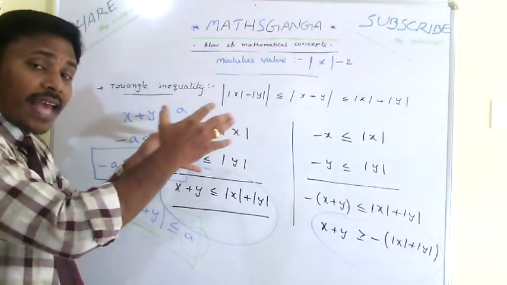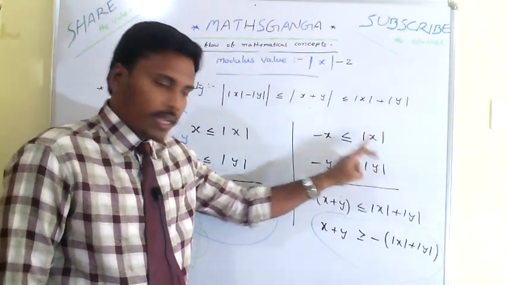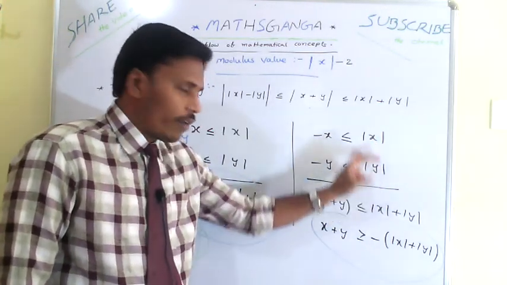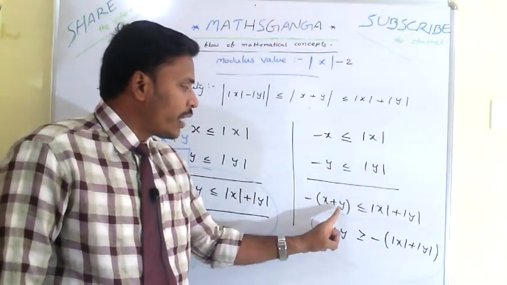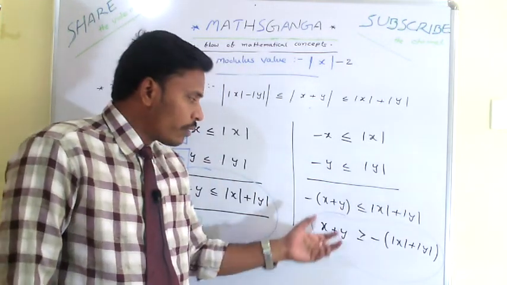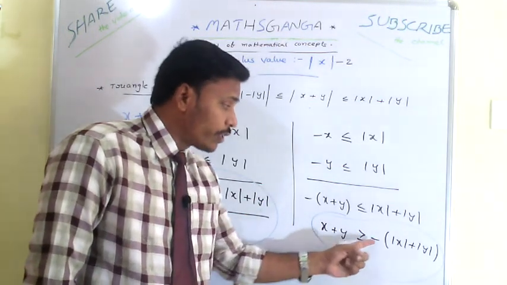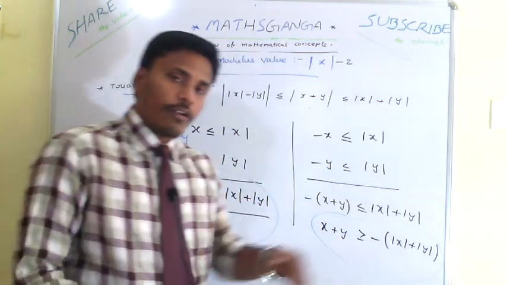Similar work happens with minus x and minus y also. Minus x is less than or equal to mod x, minus y is less than or equal to mod y, add these two to get that minus of x plus y is less than or equal to mod x plus mod y. And then if you multiply with a negative sign, x plus y is greater than or equal to minus of mod x plus mod y.